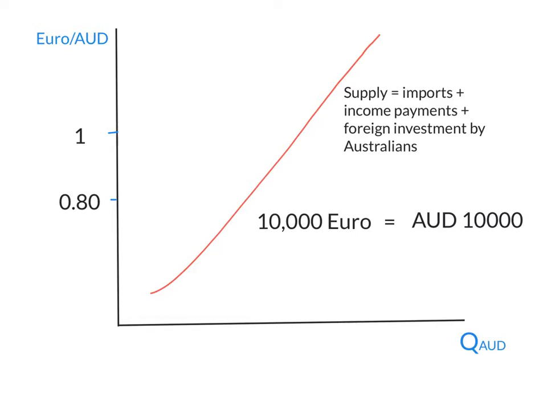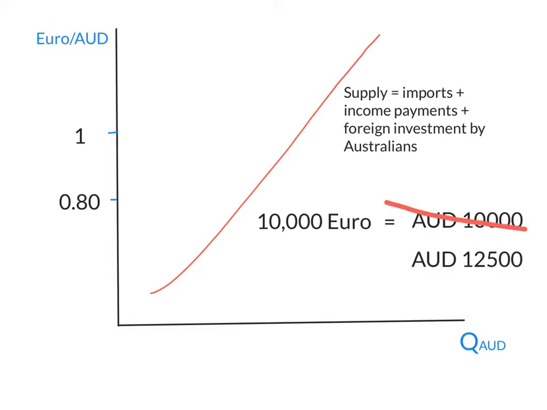Well, if the exchange rate is 1 euro to the Australian dollar, then to get the 10,000 euro that you need to buy the car from Europe, an Australian will need to sell 10,000 Australian dollars to get the 10,000 euro to buy the car.